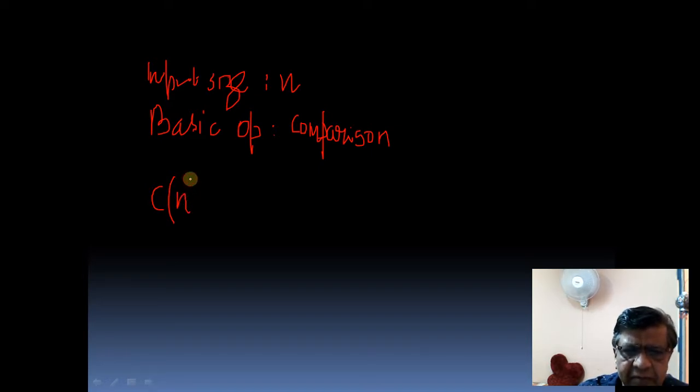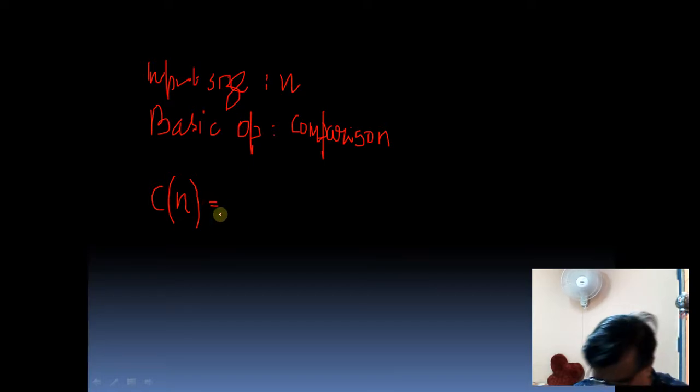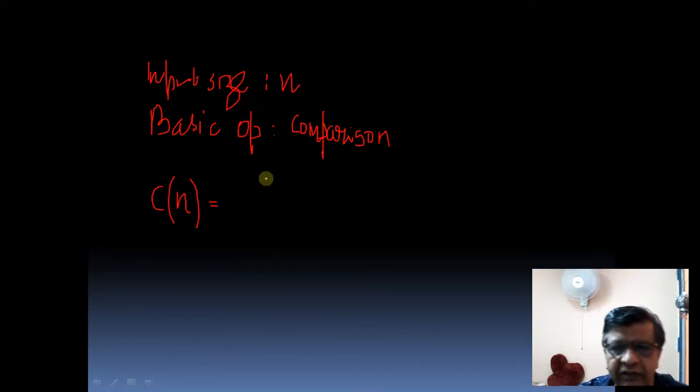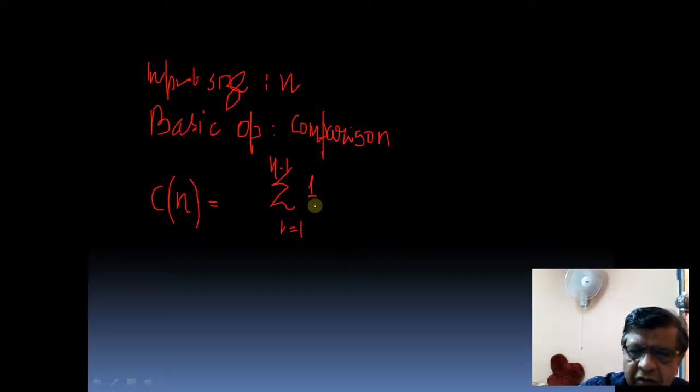The count of the number of times the basic operation, that is comparison, is executed is given by, let us go back, and it is there within this for loop. This for loop runs from 1 to n minus 1. Therefore, we will write like this: i equal to 1 to n minus 1. There is only one comparison in the for loop. Therefore, we need to get an expression for how many times the basic operation is getting executed.